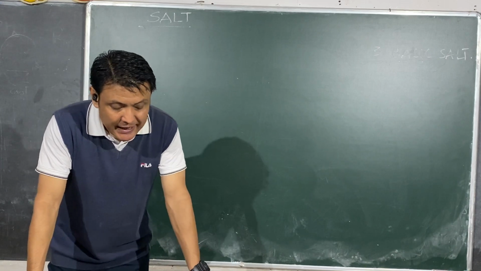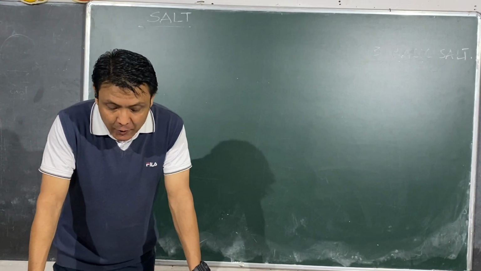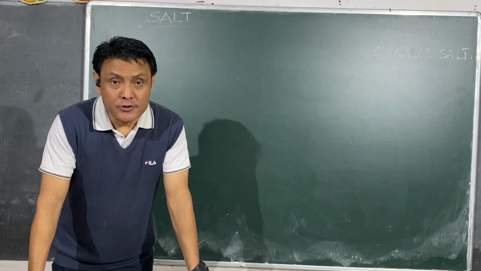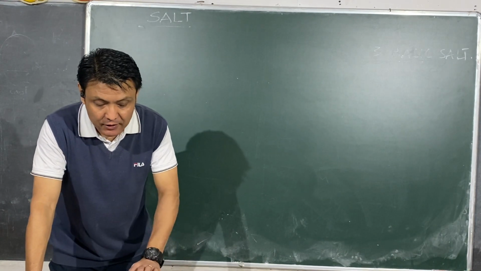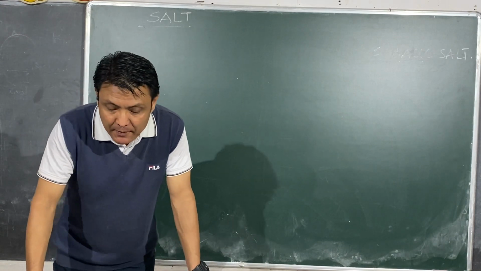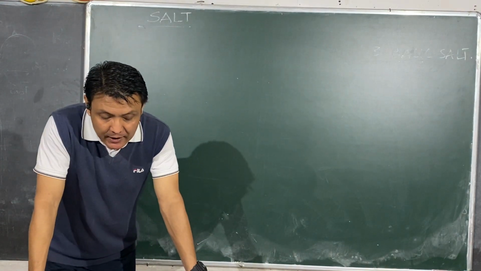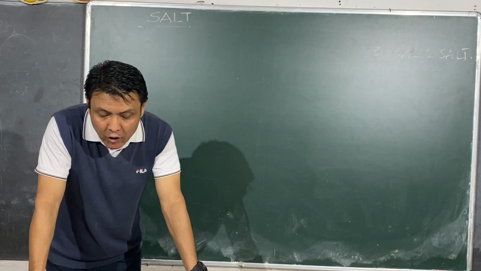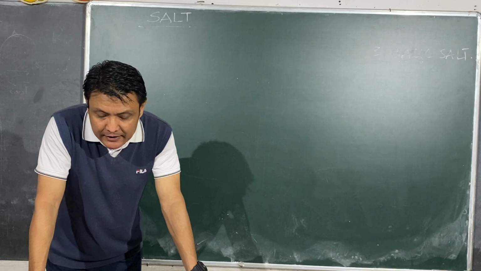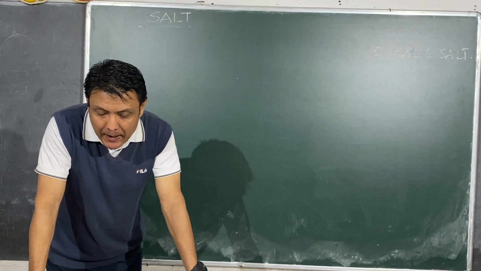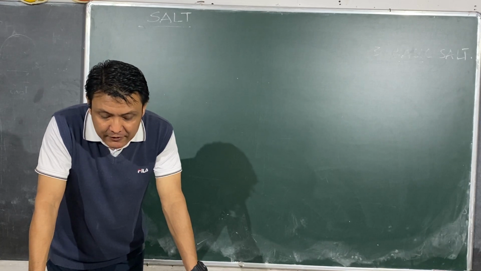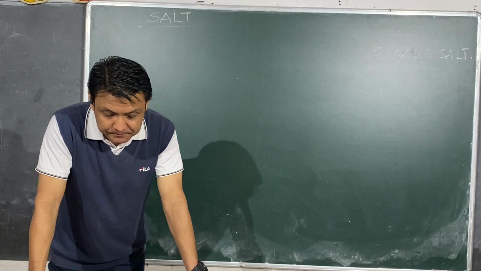Now, we talked about acid salt and normal salt, and now we will deal with a basic salt. What is a basic salt? You just have to remember the definition. A basic salt is formed by the partial replacement of hydroxyl radicals of a diacidic or triacidic base with an acid radical. That is called a basic salt.